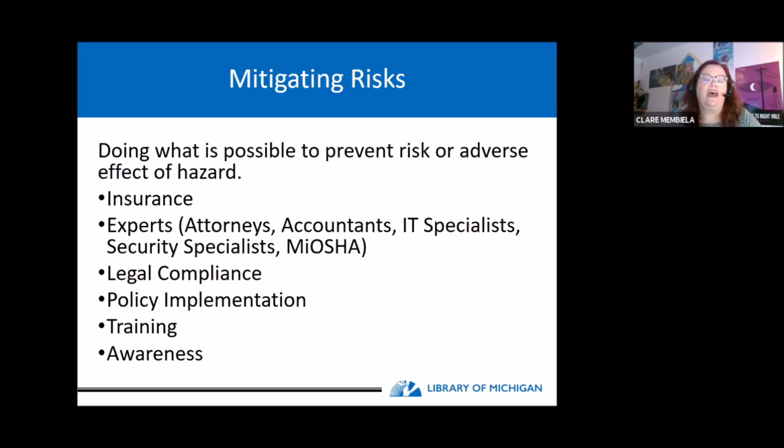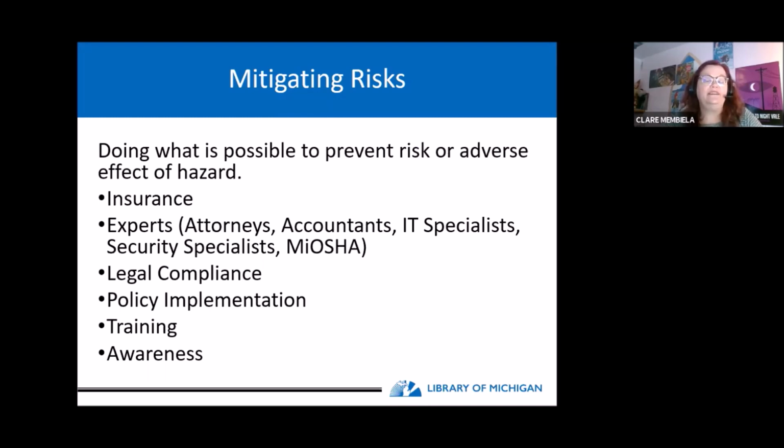Training is a huge mitigating factor. Make sure that your staff is trained, the board is trained, the director is trained, not only in all your policies, but also in the legal compliance issues. What do you have to do? What kinds of things is your library required to have? And again, going back to the financial policies, what kinds of things should your library have that maybe you don't have because you just never thought about it?